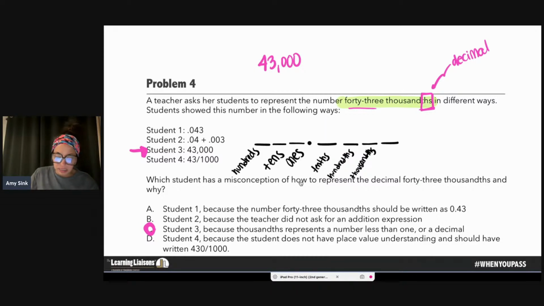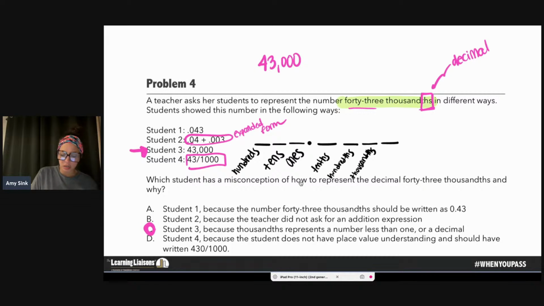Student number 2, because the teacher did not ask for an addition expression. That is one way that we can represent it. In fact, this would be the expanded form of the number. We're expanding it into its different place values. And so that absolutely would be 43 thousandths. And this literally reads 43 over 1,000 or 43 thousandths. Like literally that's how it reads. So student number 3 is absolutely the correct answer.